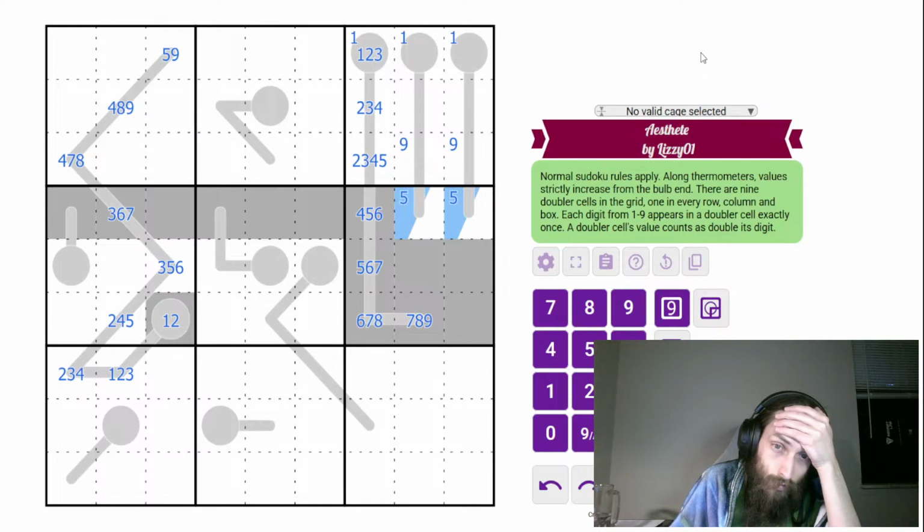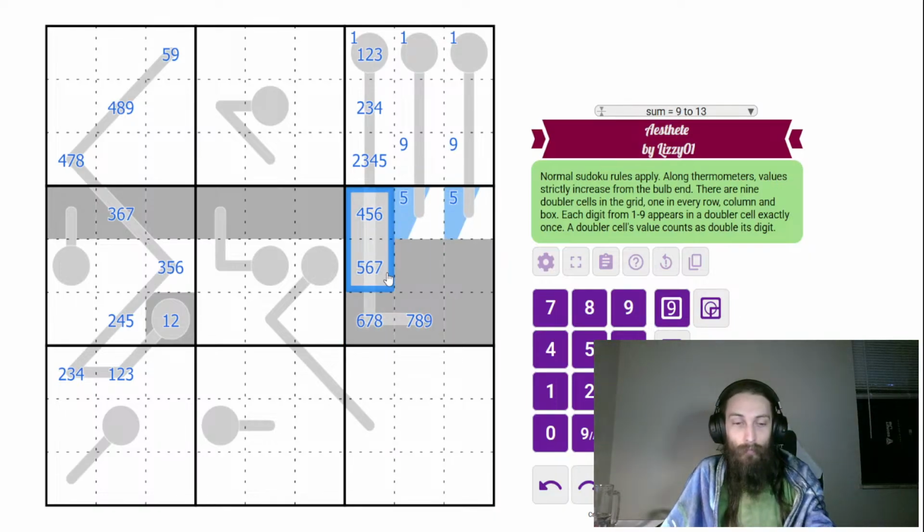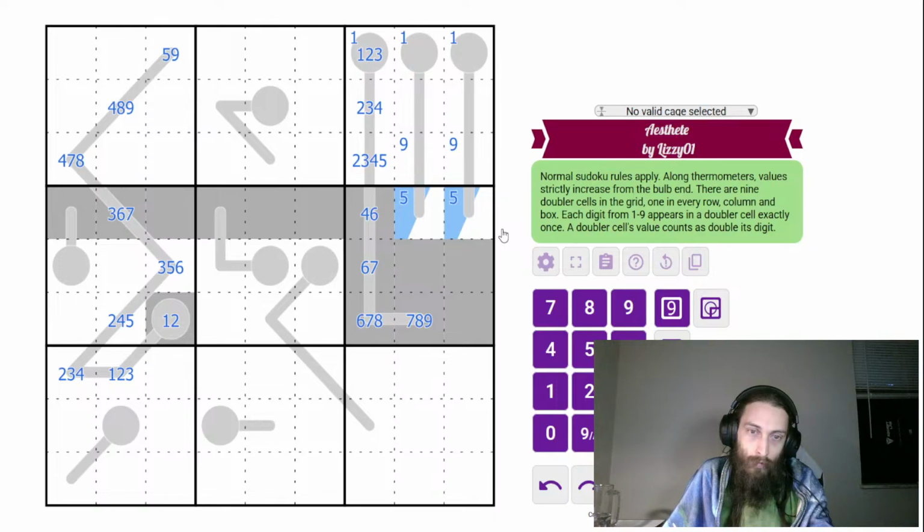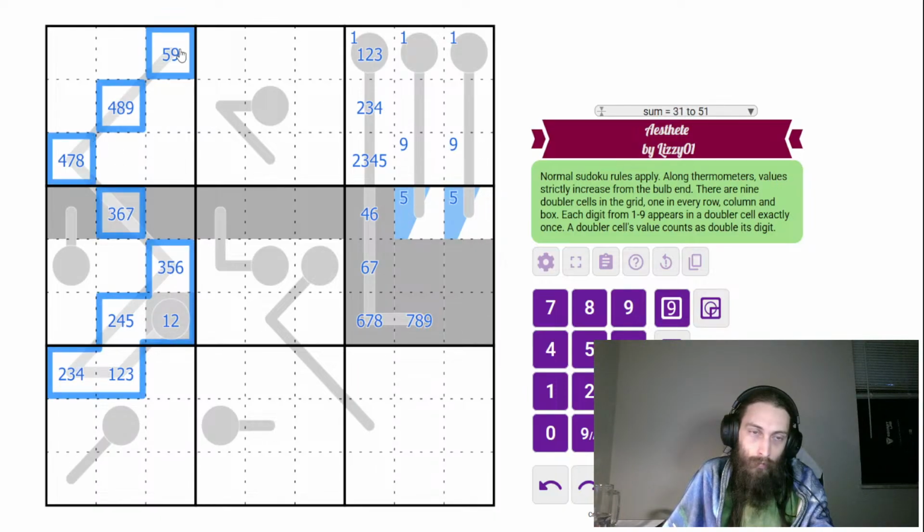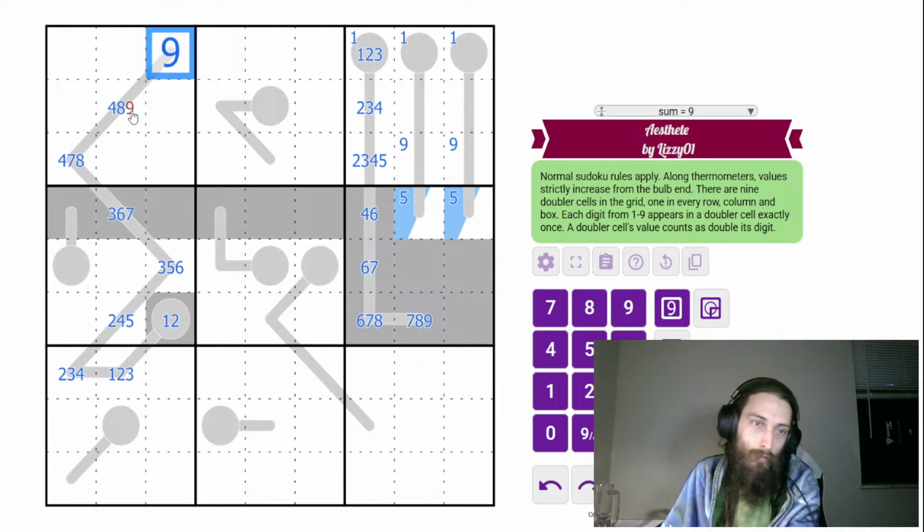Oh, since we know that in box 6, the 5 has to be doubled, that's the long thermo, and it is now 1 through 9. The long one, this 9 cell one? Uh-huh. Because you can't double 5 anymore.